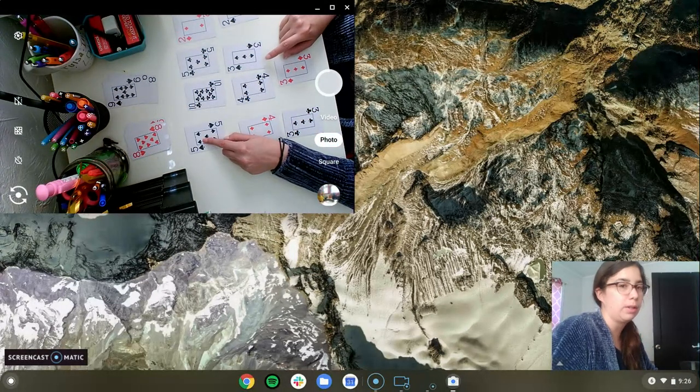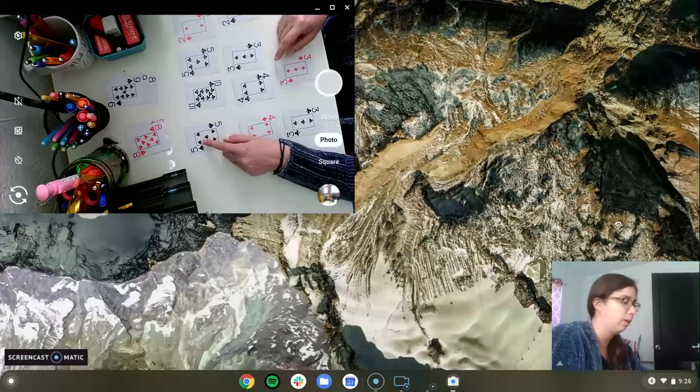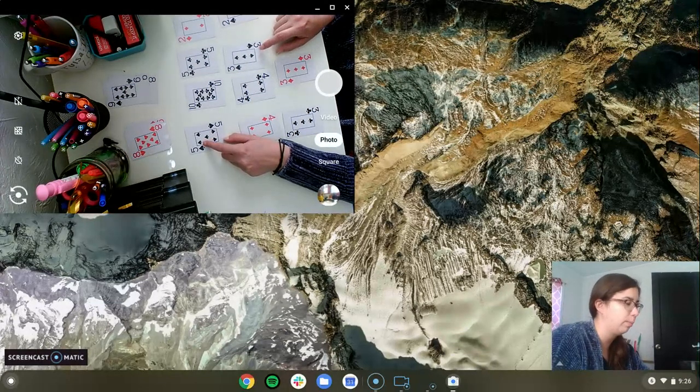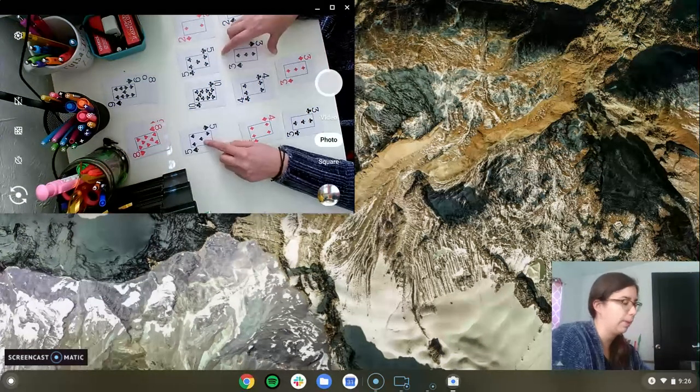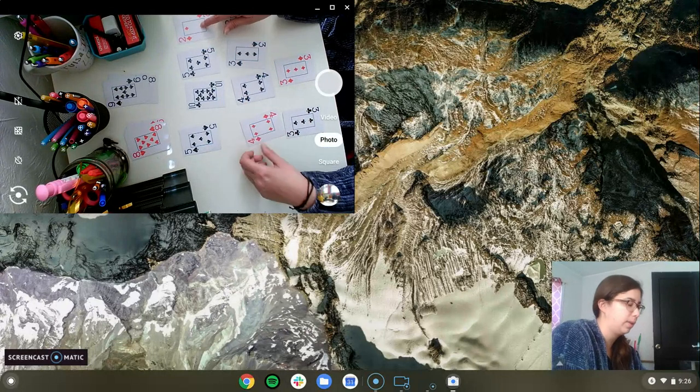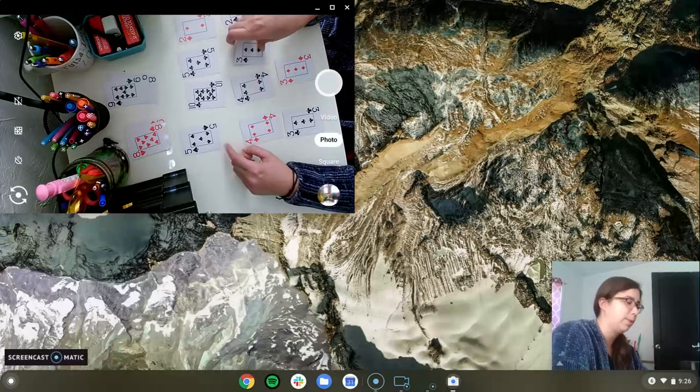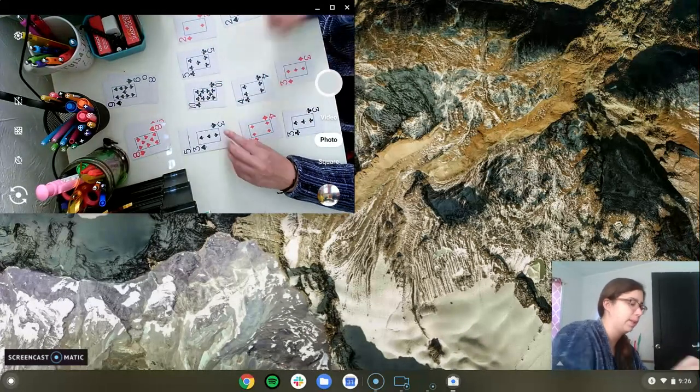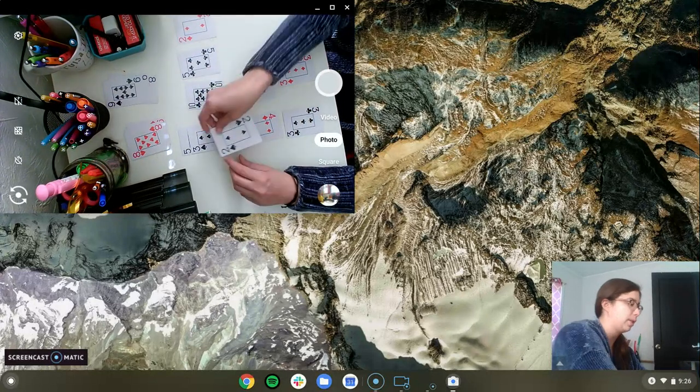This shape is called a spade. So we're going to find all of our cards that have spades and put them on this card that also has spades. So the number 5 has spades. These are not spades. These are clubs. Not spades. Spades. My 3 has spades. And my 2 has spades.